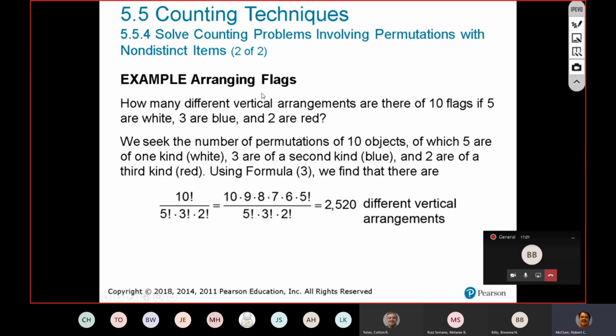Here it is. How many different vertical arrangements are there of 10 flags if 5 are white, 3 are blue, and 2 are red? Think about the flags on a beach. They put different color flags up, or on a boat. I'm not a boat person, so I don't know. But they put different flags on a flag staff, okay? And they want to know how many different combinations. If they give you 5 that are white, 3 blue, and 2 red, then that's going to be 10 factorial over 5 factorial times 3 factorial times 2 factorial. So write that down as an example, because that is a factorial type question that I would give you.